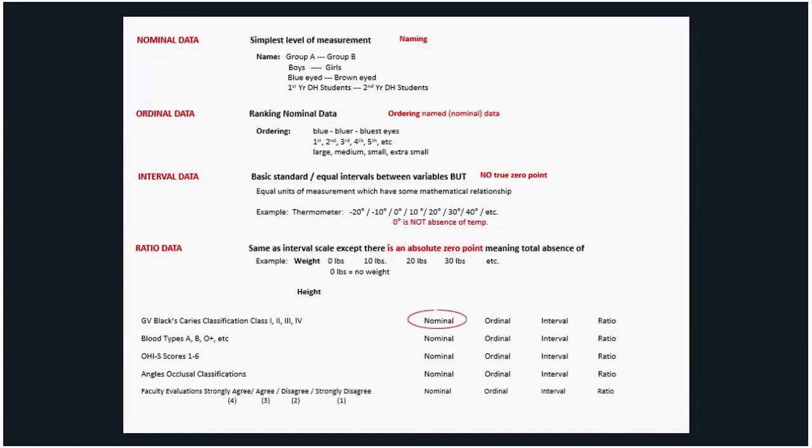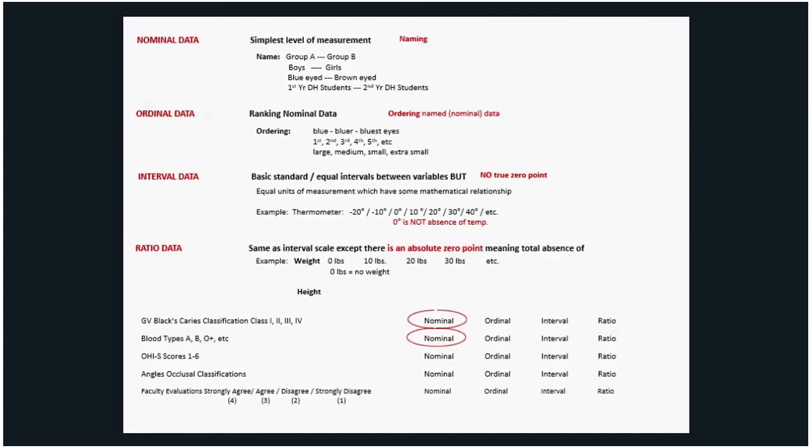All right. So with this, we're actually looking at nominal data. How about your blood types? A, B, O positive, etc. Is there a mathematical relationship between A and B? No. Instead of A and B, we could have called it blood type 1, blood type 2, blood type 3. So again, what we're looking at here is nominal data.